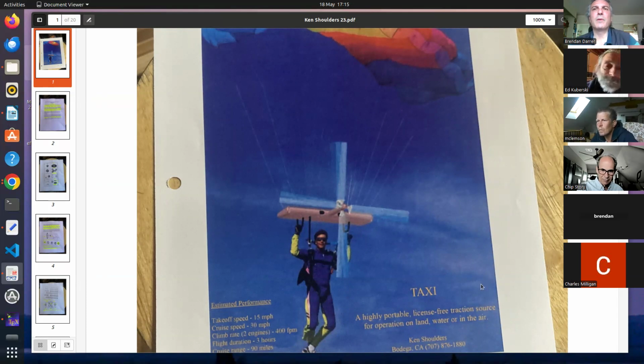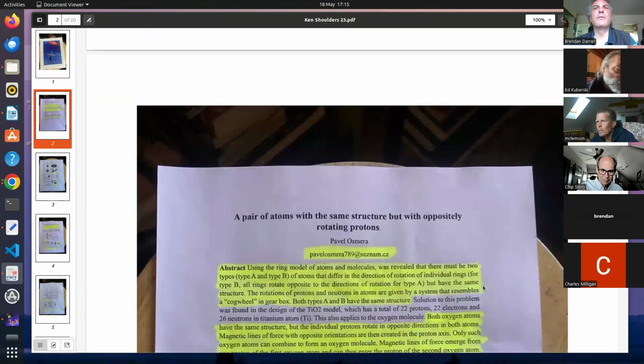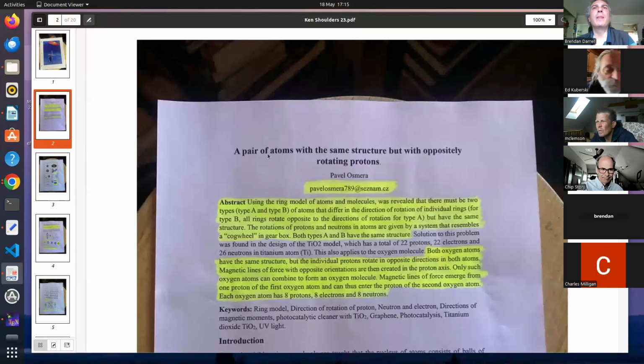Okay, thank you, Eddie. I'll start with this paper here. A pair of atoms with the same structure but with oppositely rotating protons, Pavel Osmira. Abstract. Using the ring model of atoms and molecules, it was revealed that there must be two types, type A and type B, of atoms that differ in the direction of rotation of individual rings. For type B, all rings rotate opposite to the directions of rotation for type A, but have the same structure.